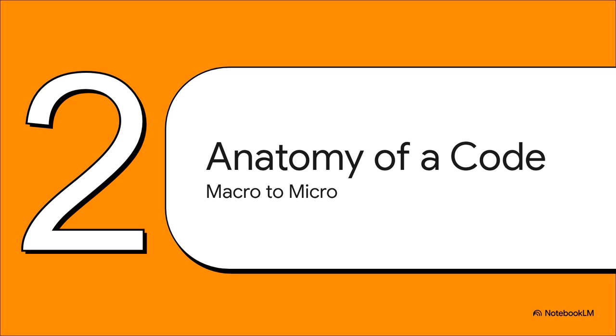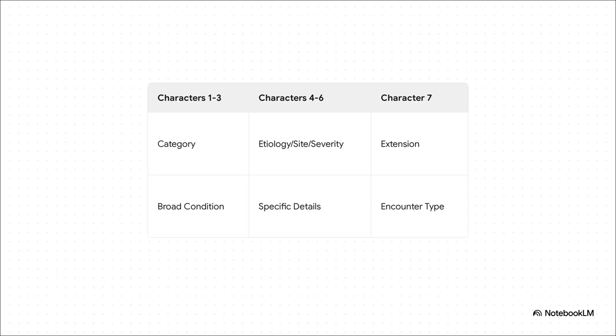Section 2. Anatomy of a diagnosis code, macro to micro. So how are these tens of thousands of codes actually built? Let's zoom in. The macro to micro journey works like this. A code spans anywhere from 3 to 7 characters. The first 3 characters give us the category, the broad strokes. It gets you into the right neighborhood of the disease. Characters 4 through 6, they get deep into the weeds. They define the etiology or cause, the precise anatomical site, and the clinical severity. But then we hit that final extension, the 7th character. This is where the true power of the system shines, and honestly, where things get really fascinating.